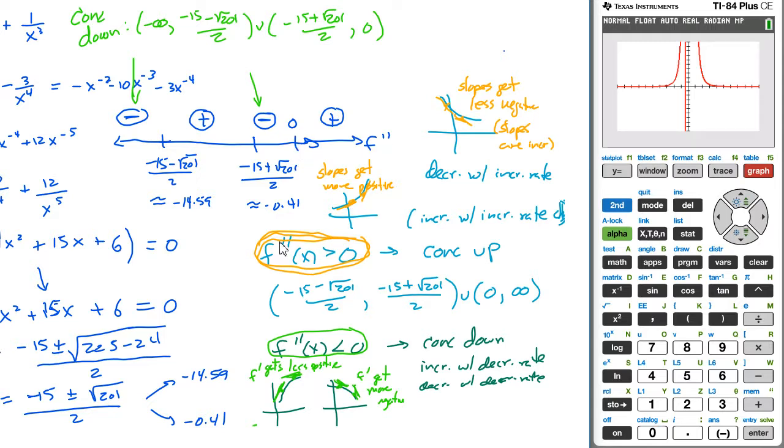And then also for concave up, let me change colors here. For concave up, it's going to be these regions, right? So this region here and this region here would be concave up. So we're going to have the region between the two roots, negative 15 minus root 201 over 2, comma, negative 15 plus root 201 over 2. That region, union this region out here, 0 to infinity.